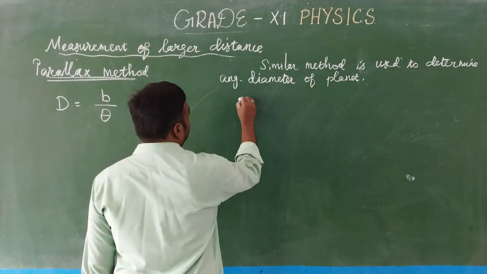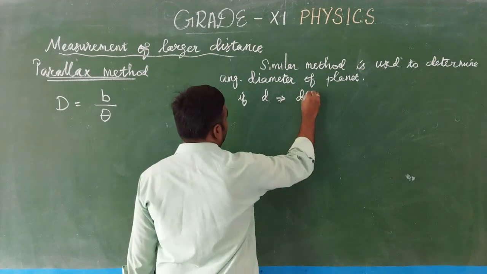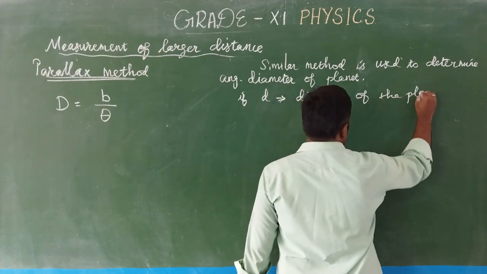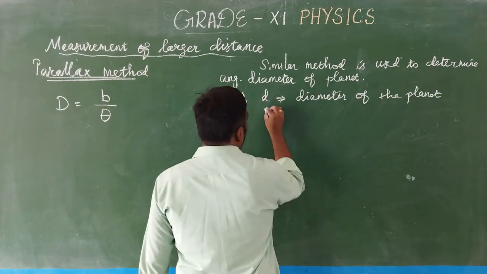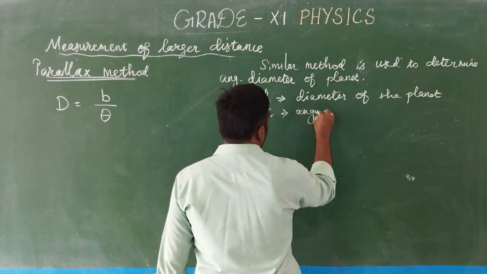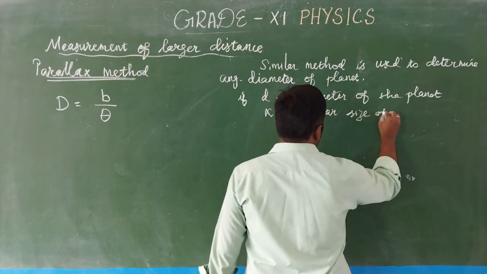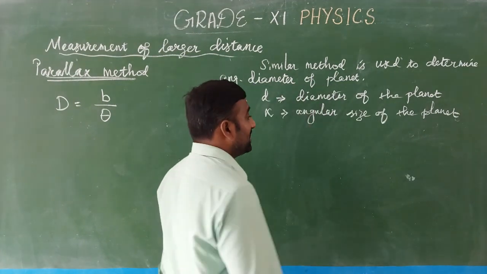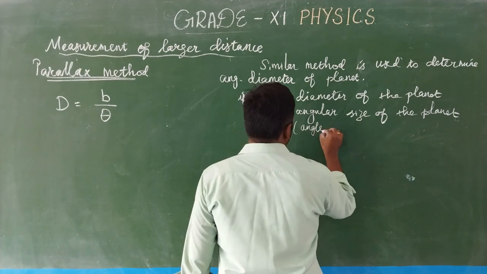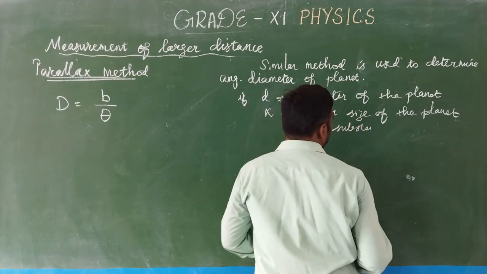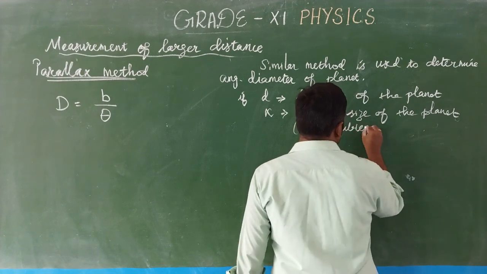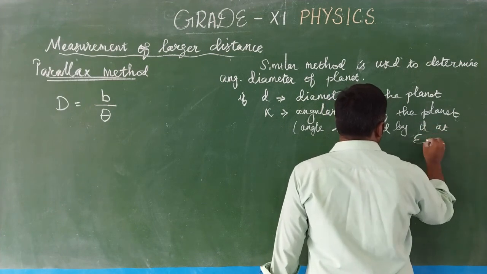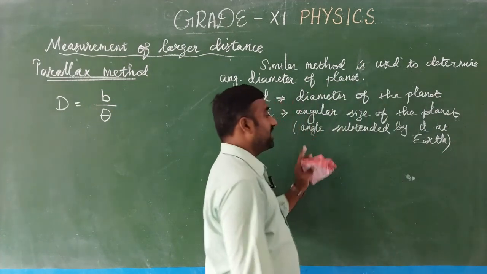Listen, let us take d as the diameter of the planet and alpha as the angular size of the planet. This angular size is nothing but the angle subtended by d at Earth. So the angle created from Earth is the angular size of the planet.